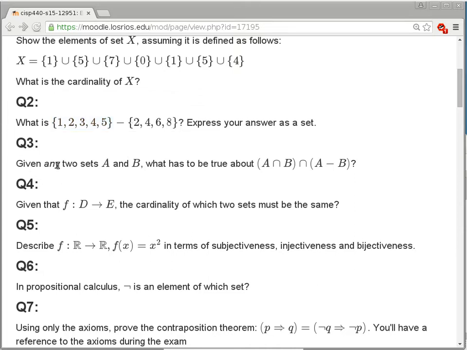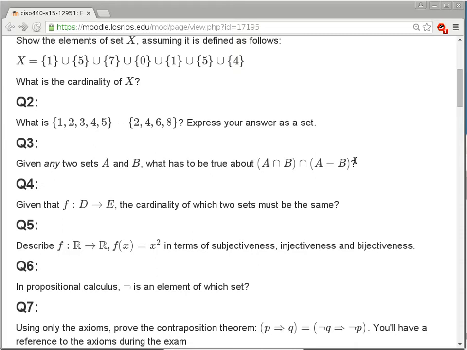Number 3, given any 2 sets, A and B, what has to be true about this whole expression here? Okay, A intersect with B intersects with A minus B. That's actually a pretty easy one. What you need to do is to draw a picture. So you draw a picture here, you have set A, and then you have set B. In other words, this is set A, and this is set B. I can use lines here to represent this is the first set, and this is the second set, right?